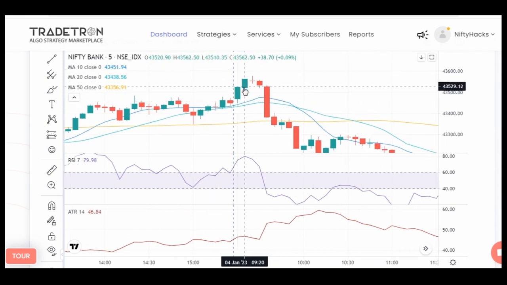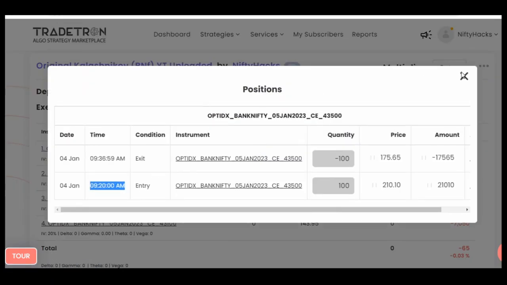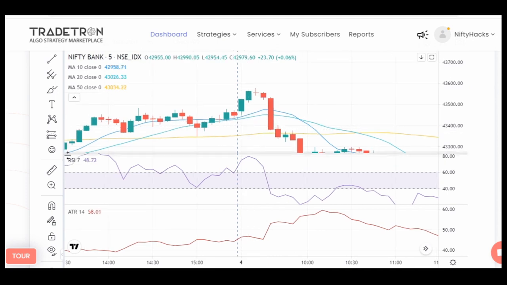So our first entry was taken at 9:20, on both the sides, on the original as well as the modified version, and it exited at 9:36. So let's check the ATR and all the stuff.